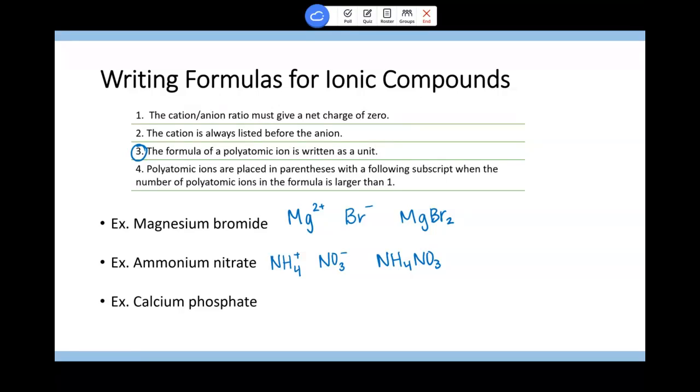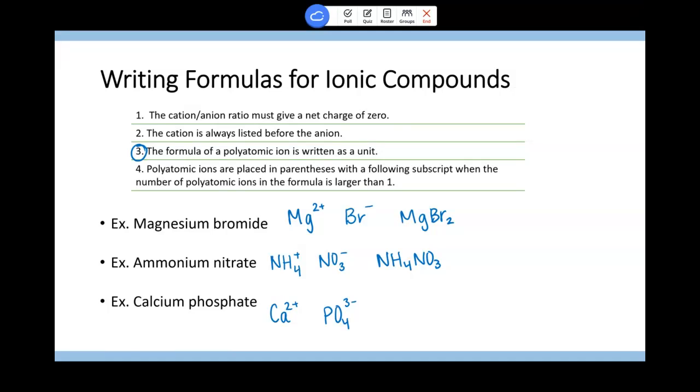For our last example, calcium phosphate, we have calcium again in the second column with a +2 charge. Phosphate, if you look on your list of polyatomic ions, is PO4 3-. To balance charges, we need 3 calcium cations and 2 phosphate anions. You can find this by doing cross and cancel or something like that.